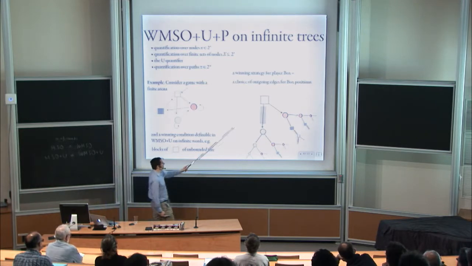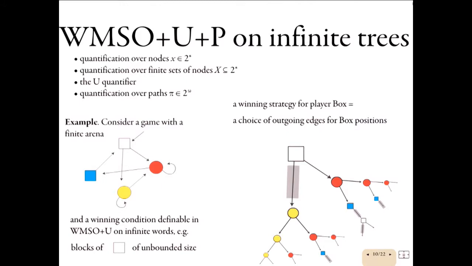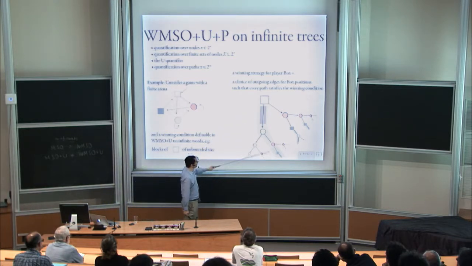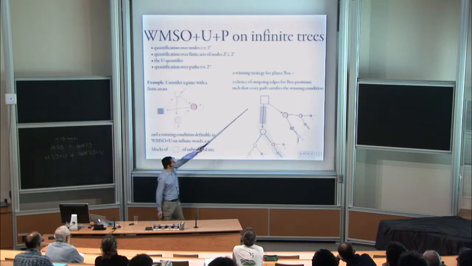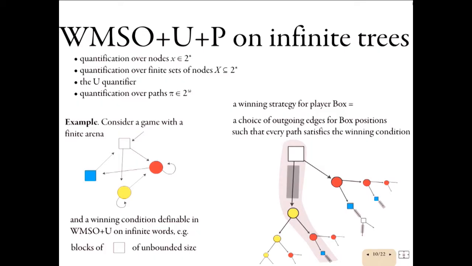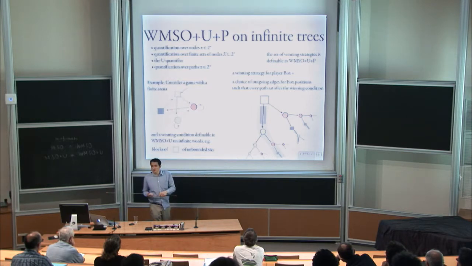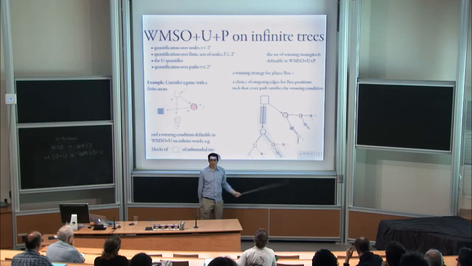It's a choice, it's a strategy, so you choose an outgoing position for every box-owned node, such that for every path, so for every strategy of the opponent, for every path here, the winning condition is satisfied, so on this path you execute a formula of weak MSO+U, and you can do this. So the set of winning strategies is definable in weak MSO+U, because if somebody gives you a winning strategy, you just write the definition of a winning strategy in the logic. So you can decide who wins. You can decide whether or not box has a winning strategy.